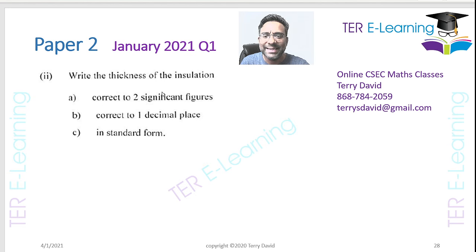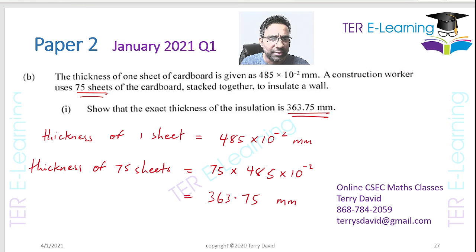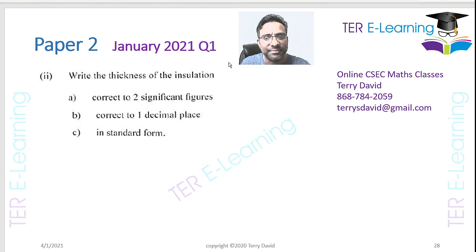Now, write the thickness of the insulation. So this is typically a question that you would get as number 1: significant figures, decimal point, standard form. So it's 363.75, and we want to write that answer to 2 significant figures. If we have to write this to 2 significant figures, this is going to be 360. That's 2 significant figures here. The 3 and the 6 are significant.